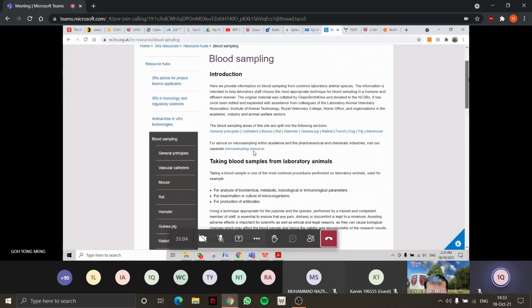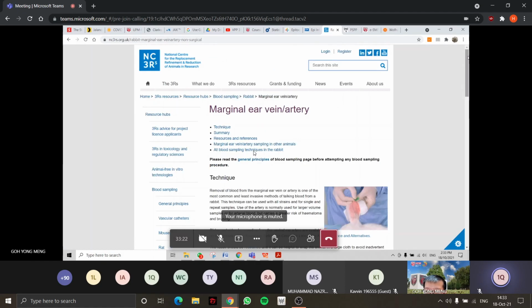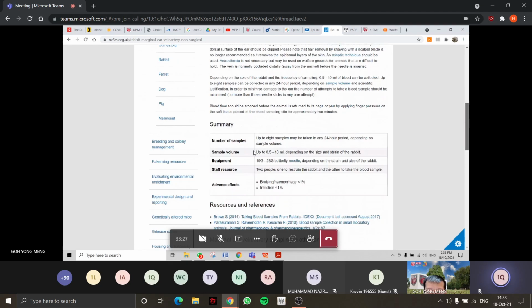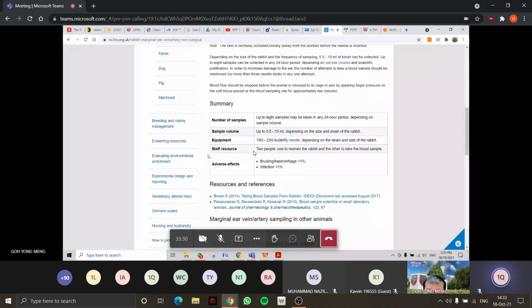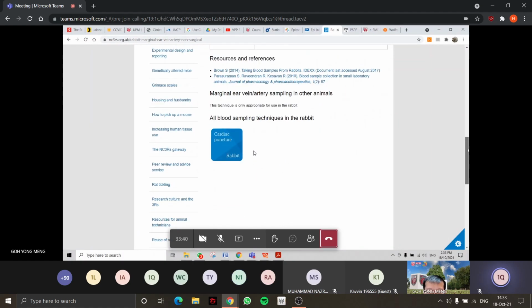So we do this kind of thing, and you can see, let's say we take rabbits. You go into exotic practice, and they'll tell you what techniques are available. Non-surgical techniques: you can take blood from the marginal ear vein in rabbits. I digress a little bit. It will show you how to do the sampling, the number of samples, sample volume, equipment, adverse effects, and resources referring to these techniques, including what needle to use. They are all described here. So don't think all these are only about experiments.